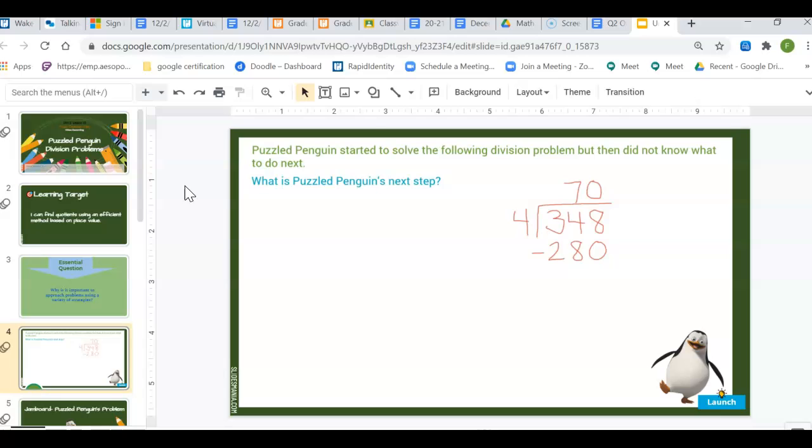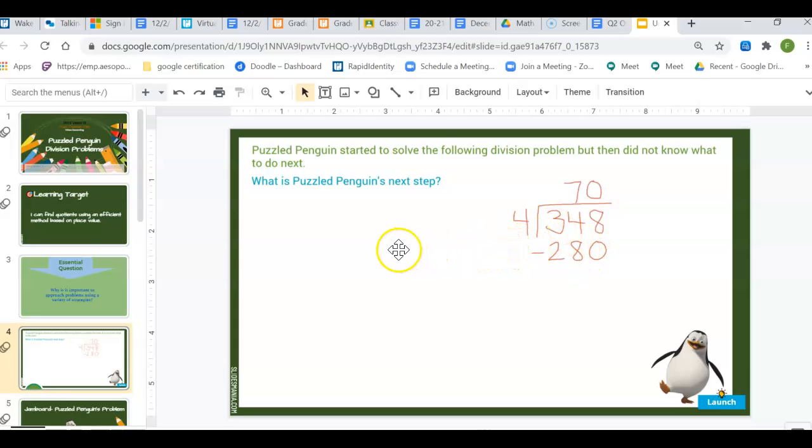Our next slide. Puzzled penguin started to solve the following division problem, but then did not know what to do next. What is puzzled penguin's next step? So you see right here, you've got 348 divided by 4, and as a partial quotient, he's got 70, and down here he's got 280, so it looks like he multiplied the 70 times the 4, and he got 280, but he forgot what the next step is.